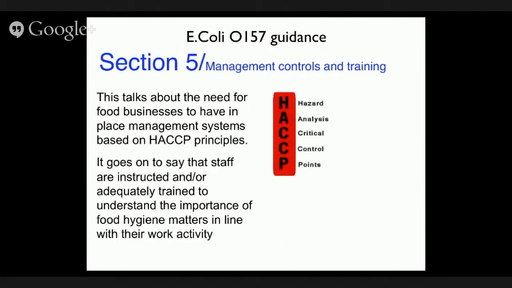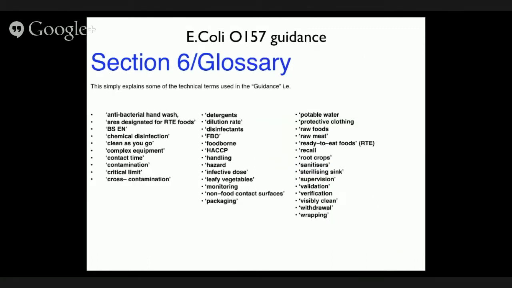Management controls and training. This talks about the need for food businesses to have in place management systems based on HACCP principles. It goes on to say that staff are instructed and are adequately trained to understand the importance of food hygiene matters in line with their work activity. Lastly, we've got the glossary, and it goes on to explain what all these technical terms mean. So that's a very brief overview of what this new guideline is from the Food Standards Agency, and now I'd just be grateful to my colleagues if they would comment on what we've seen.